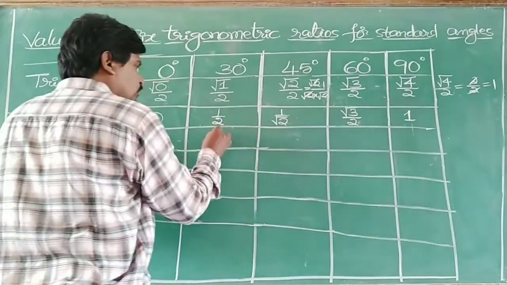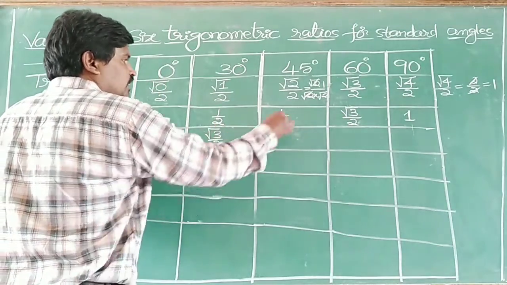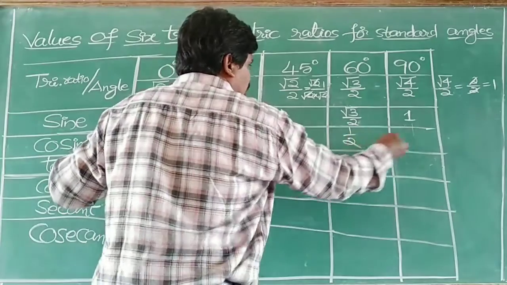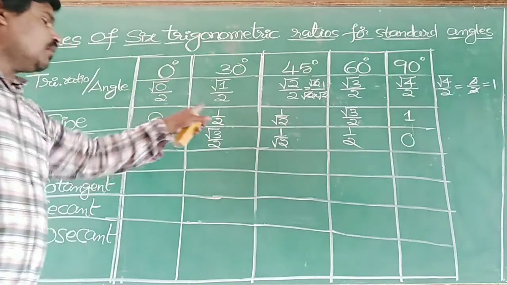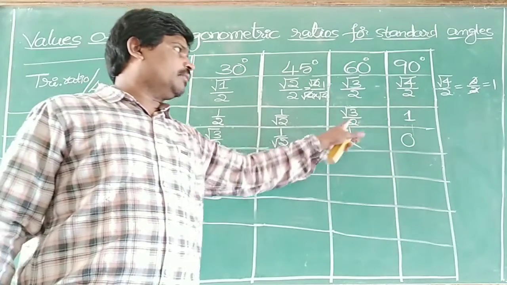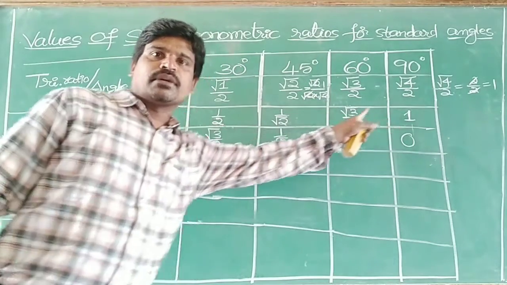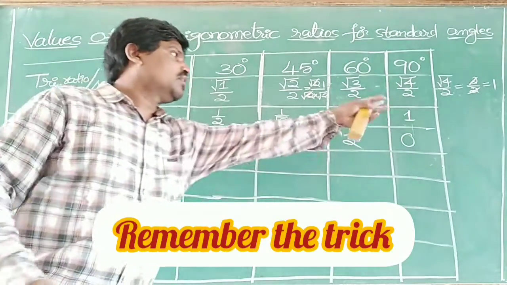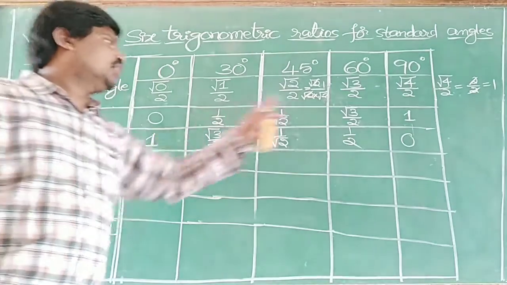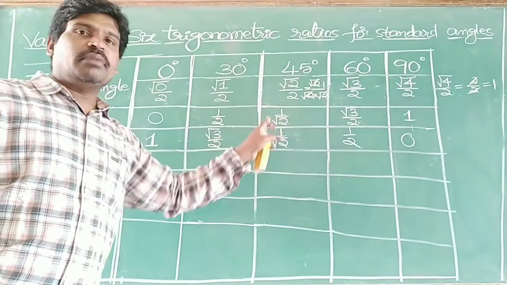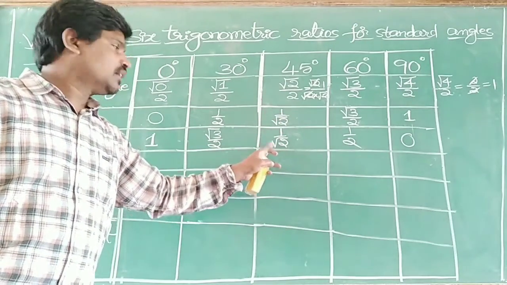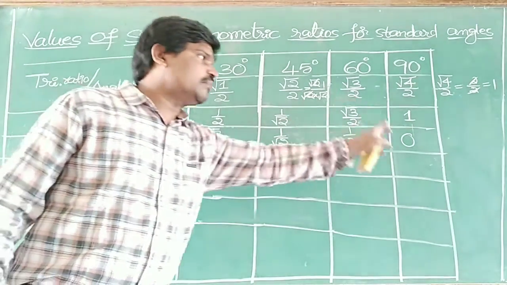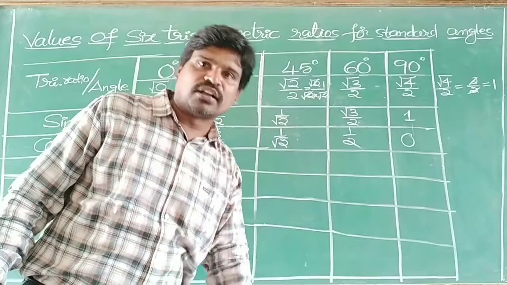Next, root 3 by 2 you write here second, and the middle one comes here. Next 1 by 2 comes here and 0 here. Just 0, 1 by 2, 1 by root 2, root 3 by 2, 1. This is for sine. Whatever I have written for sine, make it reverse. 1 first, next root 3 by 2, next 1 by root 2 in the middle, that comes as it is, and 1 by 2, and 0, which was first in sine, comes as last in cos.